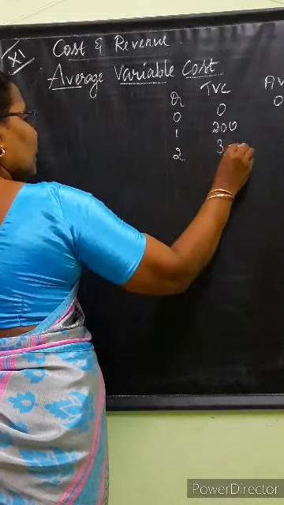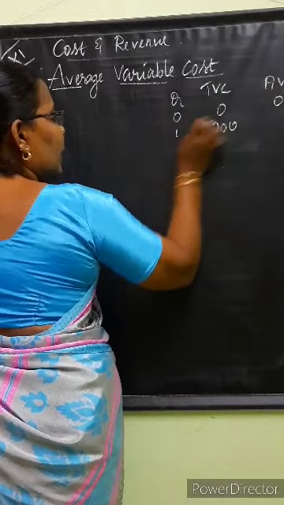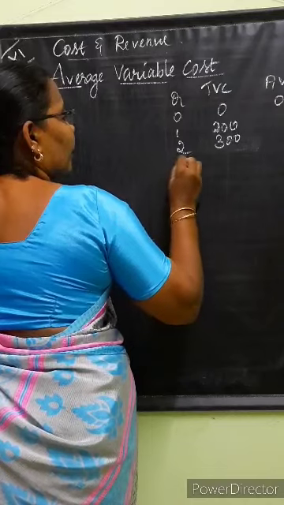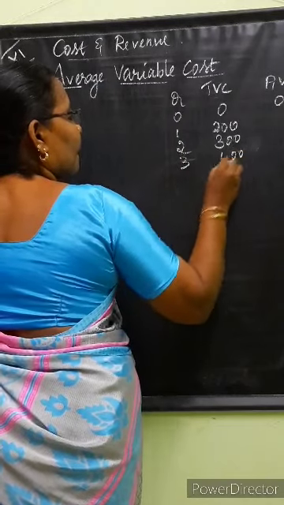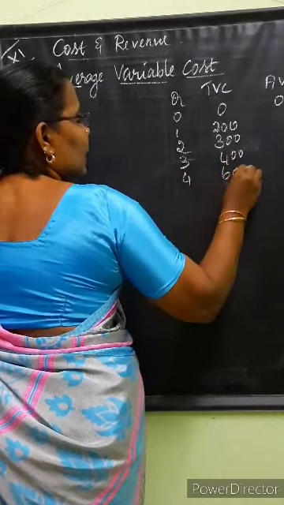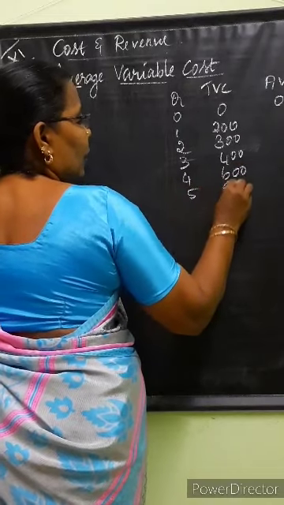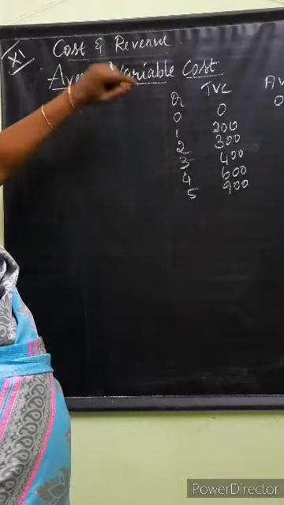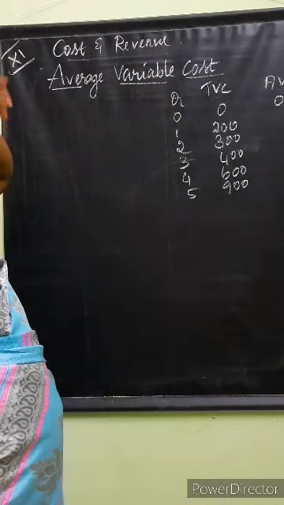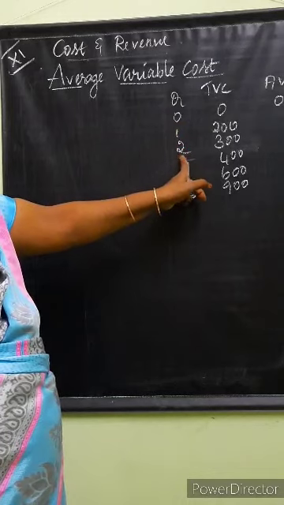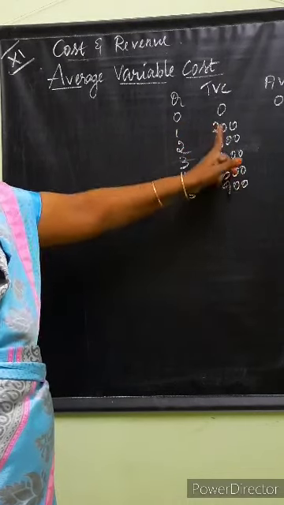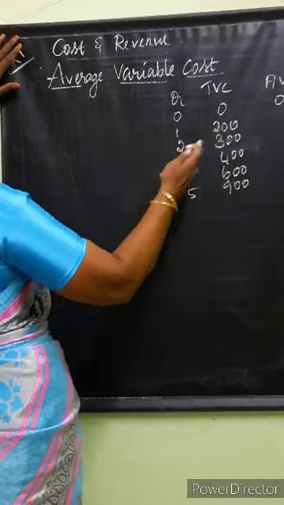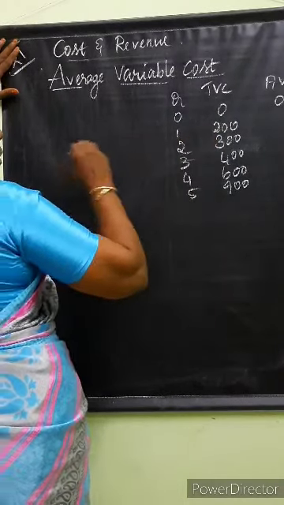Have you remembered? Based on the quantity, the cost increases. When it is 4, the cost is 600, and at the 5th, the cost is 900, as we learned. Have you remembered? While we were talking about the total variable cost, based on the quantity produced, the variable cost changes. Now how will you calculate the average variable cost? The total cost divided by the quantity.